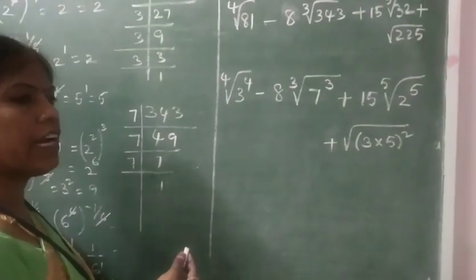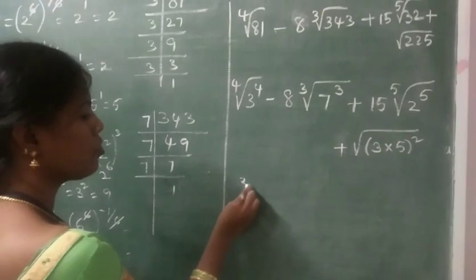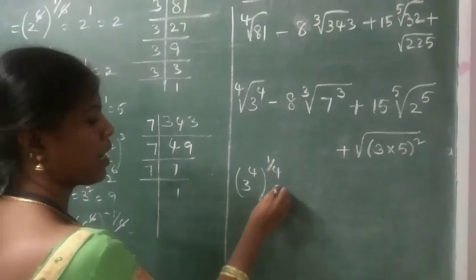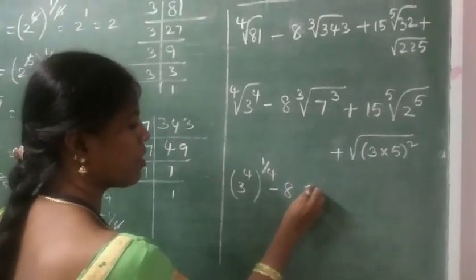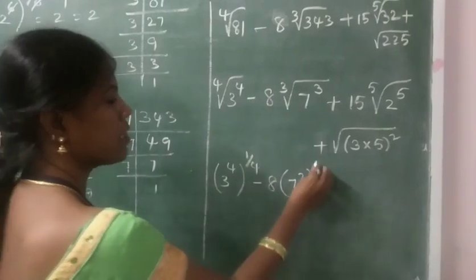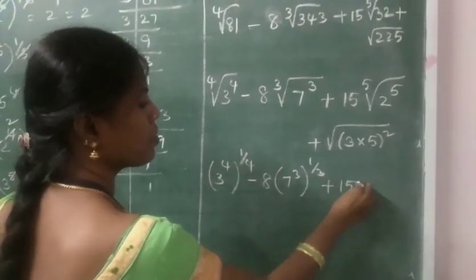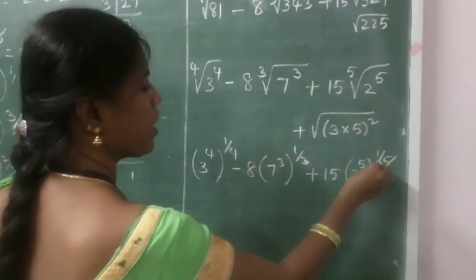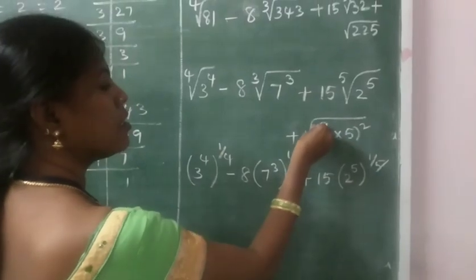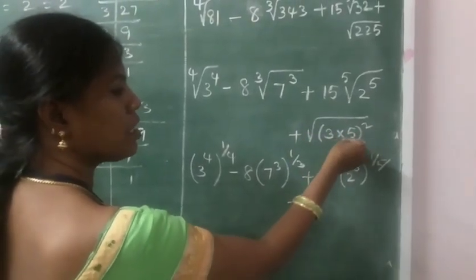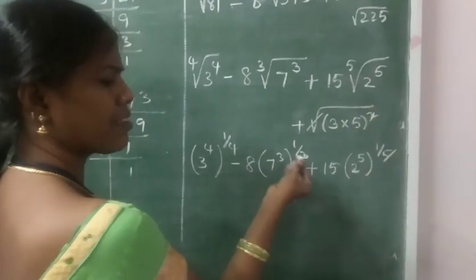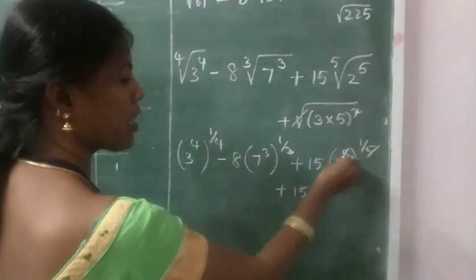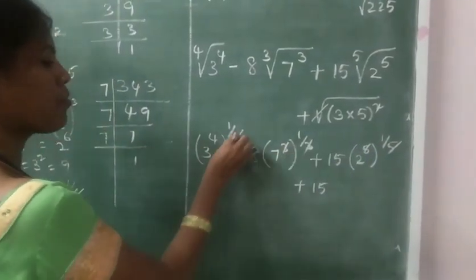Now here it is in the form of nth root a. We have to express it in a to the power of 1 by n. So now 3 to the power of 4 whole to the power of 1 by 4, minus 8 into 7 cube whole to the power of 1 by 3, plus 15 into 2 power 5 whole to the power of 1 by 5, plus root of 3 into 5 whole square. Root and square get cancelled. Here itself we can cancel. 3 5s are 15. Now here this 5 gets cancelled, 3 gets cancelled, 4 gets cancelled.